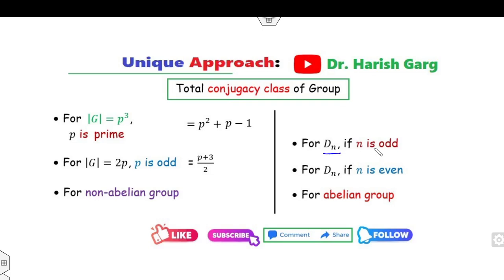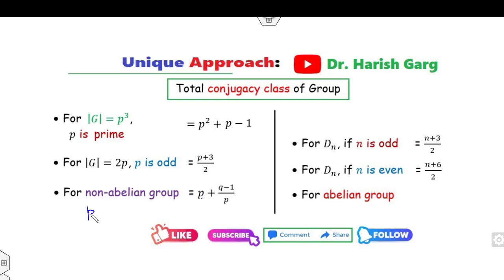Again, for D_n, what is the order of D_n? It is 2n. If n is odd, again it's the same case; the conjugate classes remain the same for D_n as well. If it is a non-abelian group, that means if the order is pq and p divides q minus 1, where p is less than q and both are primes, then you can write the class equation as p plus (q minus 1)/p.